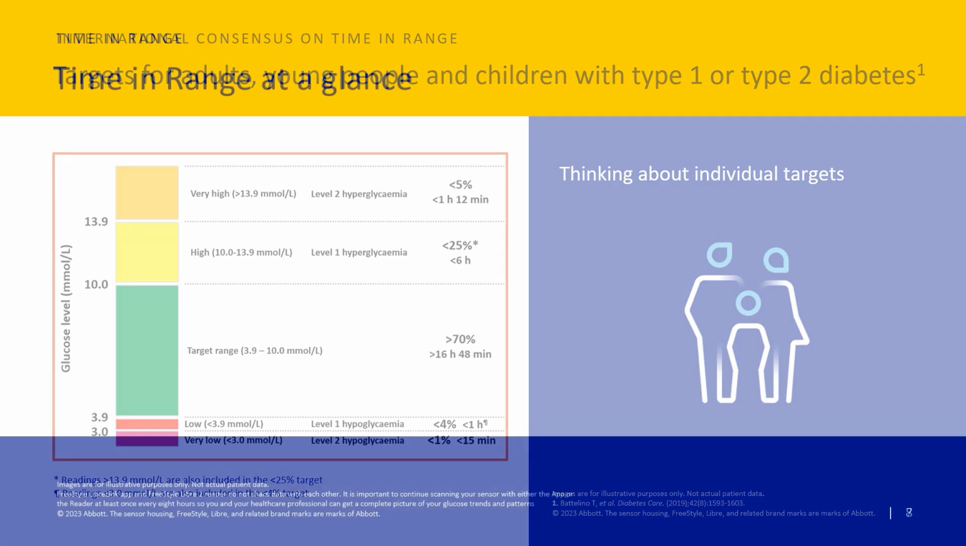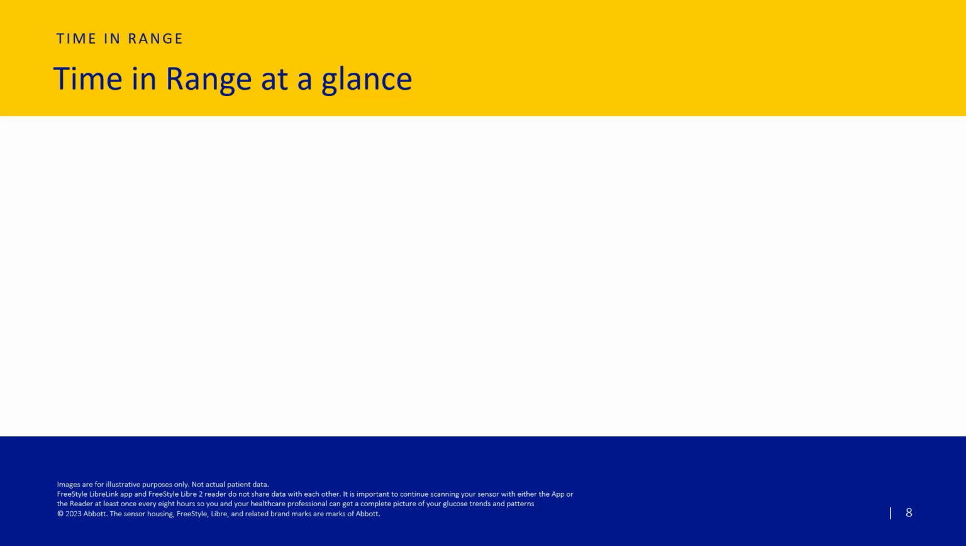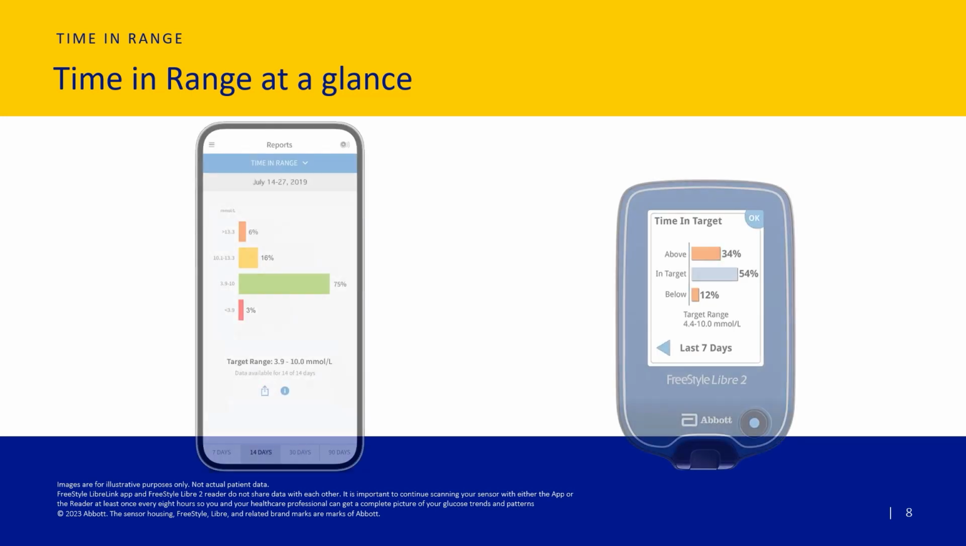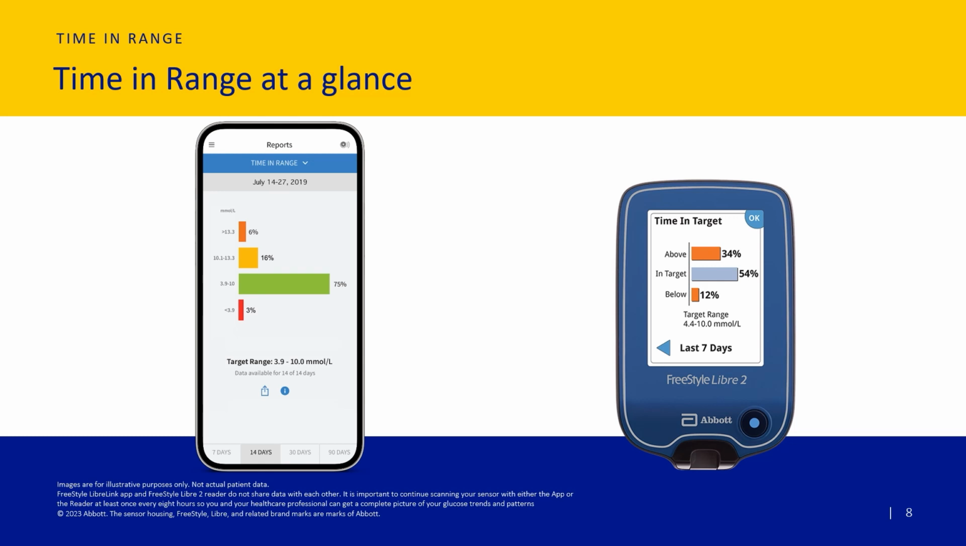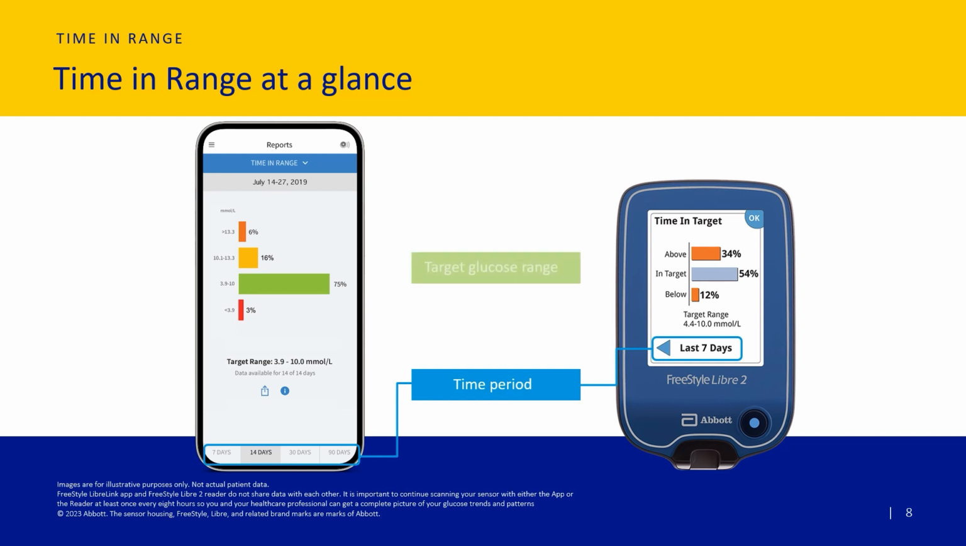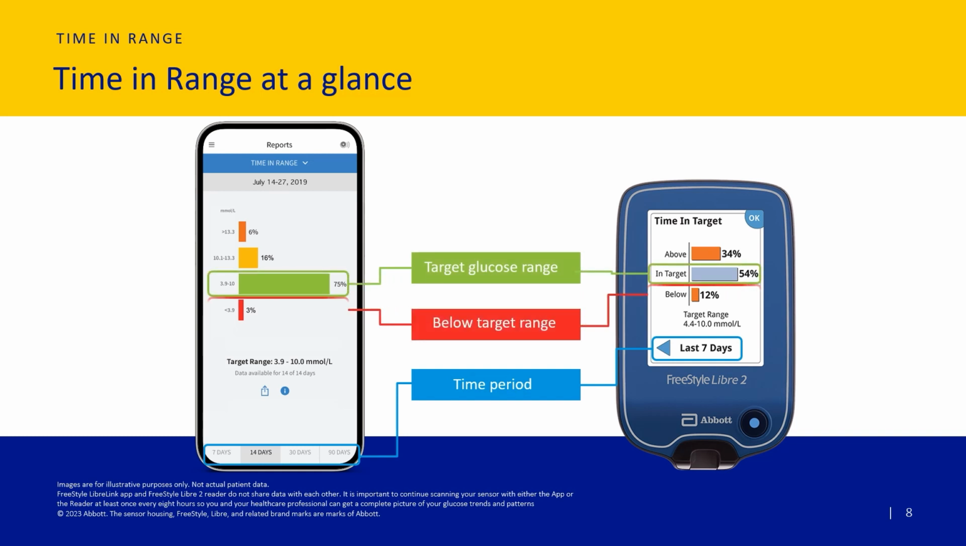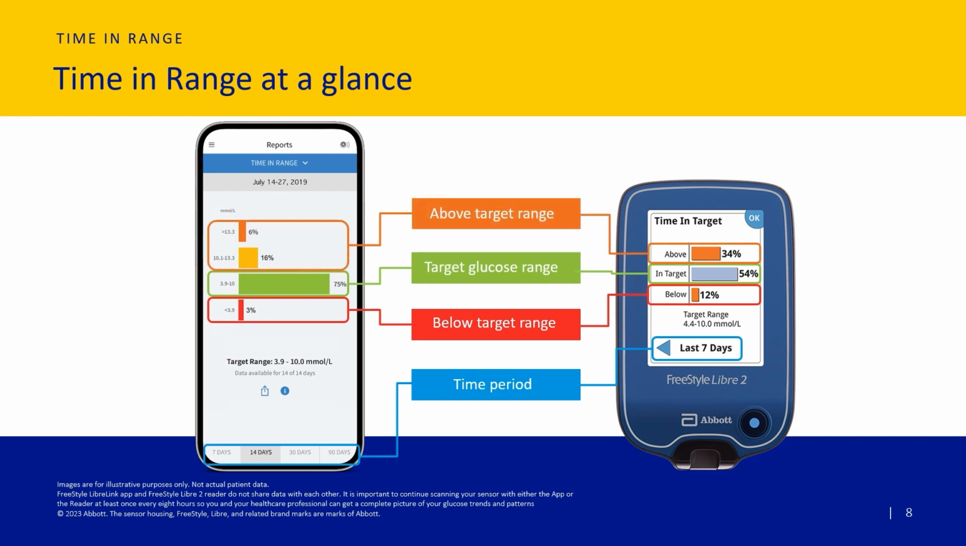If you'd like to quickly assess your own time in range, then you can simply open the report called Time in Range under the Menu tab in your FreeStyle Libre Link app or reader. Next, tap on the Time Period at the bottom of the screen to select the number of days that you wish to view your time in range. The report will show your time in range in the green box, your time below range in the red box, and your time above range in the yellow-orange box. This is an excellent way to monitor your progress and can really help to keep you motivated as you see your time in range change in response to your actions.